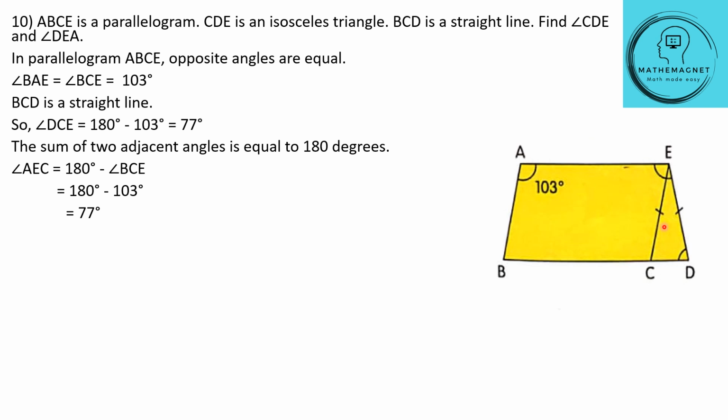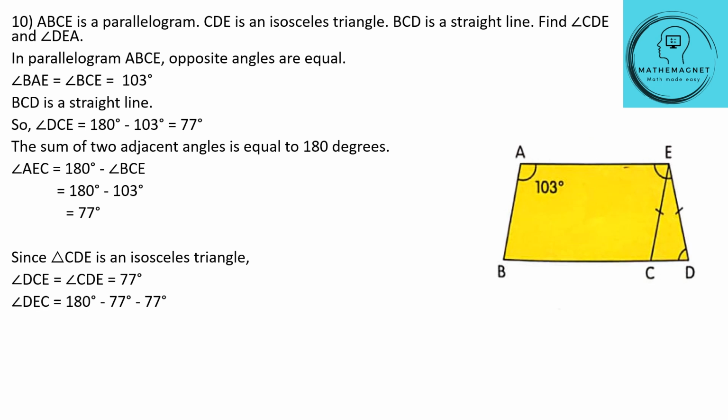CDE we have found as 77 degrees. Now we need to find angle DEA. Since CDE is an isosceles triangle, we can say DCE is equal to CDE is equal to 77 degrees. Now DEC will be equal to 180 minus 77 minus 77, which is equal to 26 degrees. Now we found angle DEC is 26 degrees.